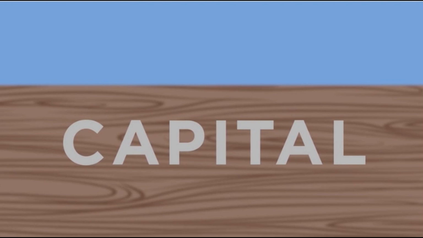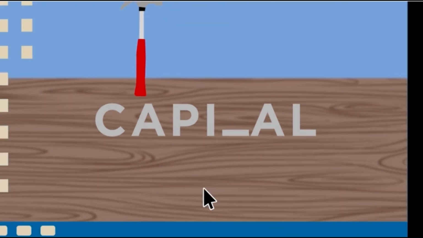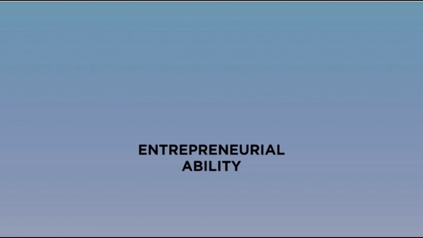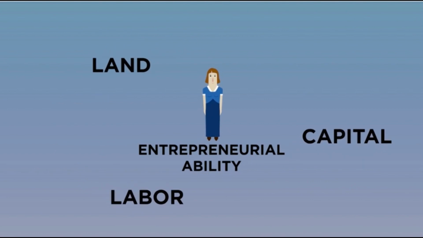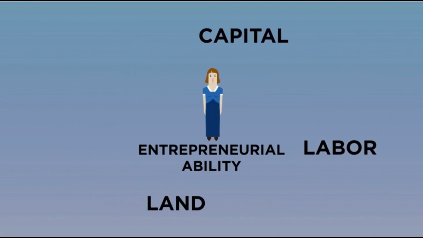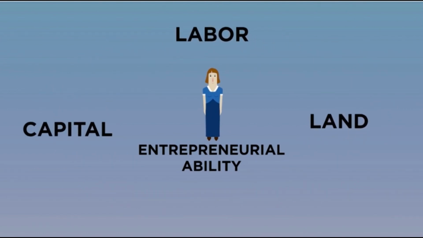Capital resources are goods used to produce other goods and services. For example, think of a hammer used by a carpenter or a computer used at a business. Finally, entrepreneurial ability is the human resource that combines other resources to produce new goods and services and bring them to market. So an entrepreneur might combine land, labor, and capital in new ways, taking risks along the way to bring a good or service to market.